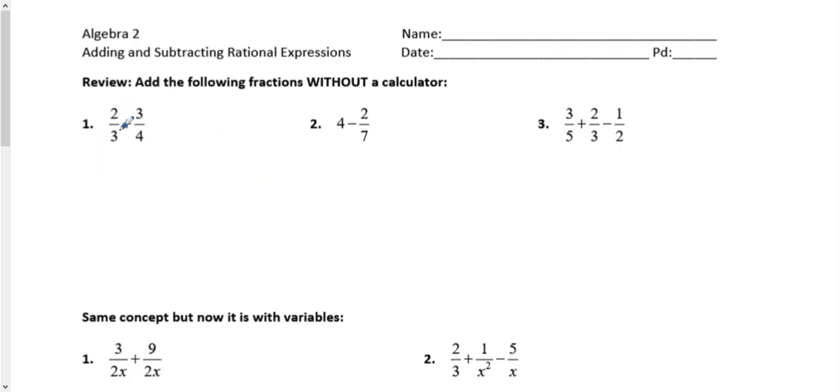So if I look at number 1, I have 2/3 plus 3/4. I can't turn a 3 into a 4, and I can't turn a 4 into a 3. So what I have to do is multiply by a certain number that they each share. The easiest way to do that is to multiply both of them together. So 4 times 3 is 12.